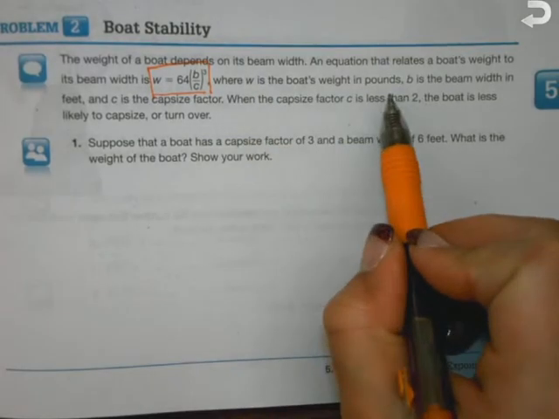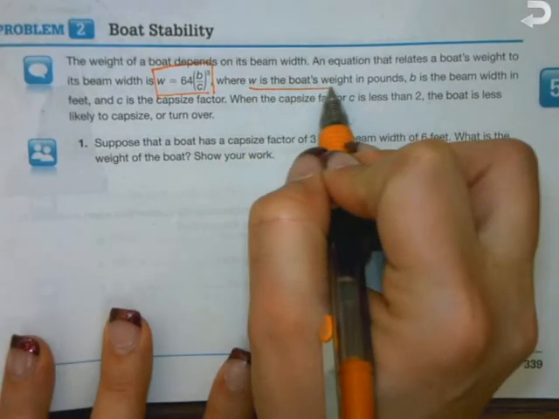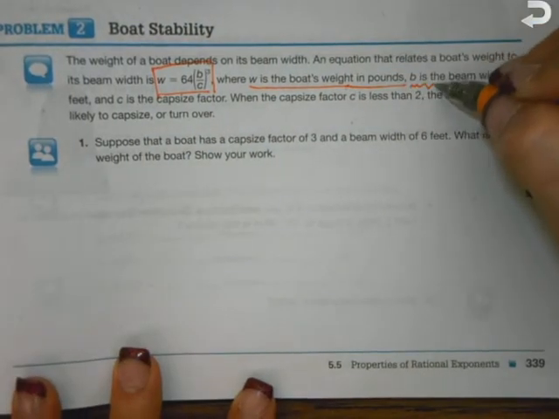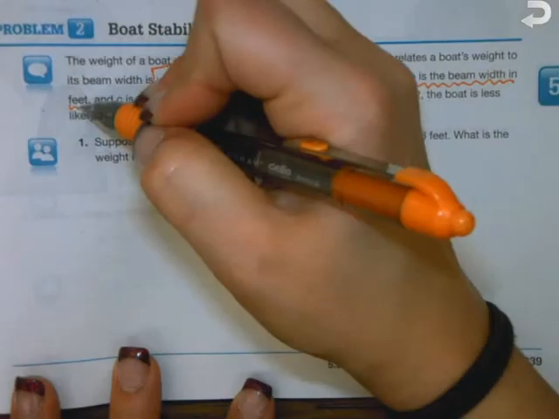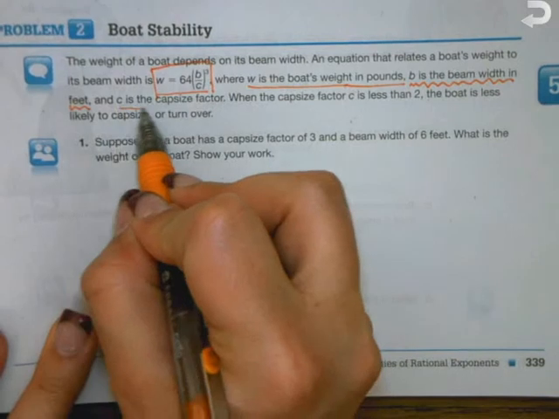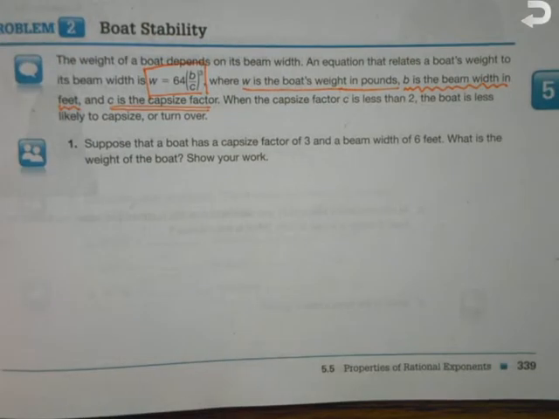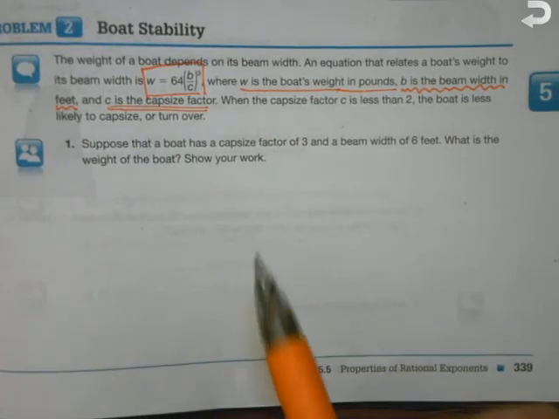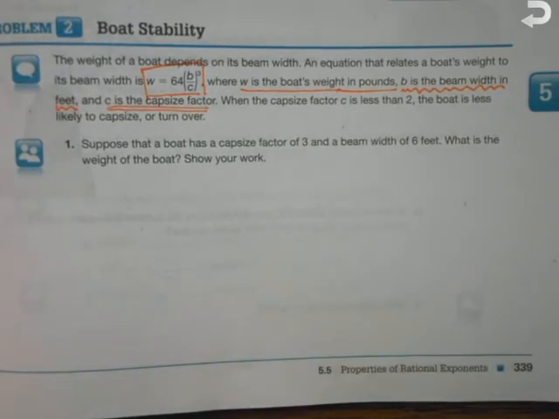W is the boat's weight in pounds, so underline that so we know what we're plugging in for W. B is the beam width in feet, so underline that so you know what we're plugging in for B. And C is what we call the capsize factor. When the capsize factor is less than 2, the boat is less likely to capsize or turn over. If it's more than 2, the boat is more likely to turn over. This is an equation that sailors or engineers actually use when they're building boats.